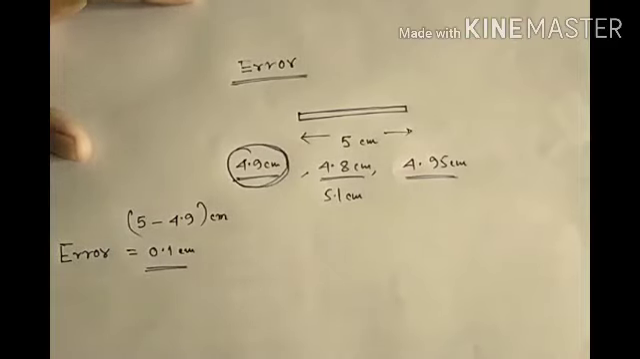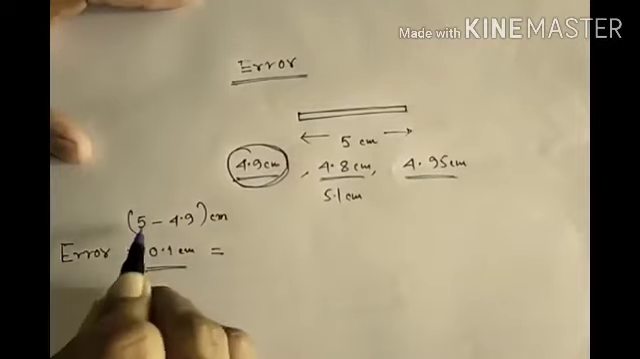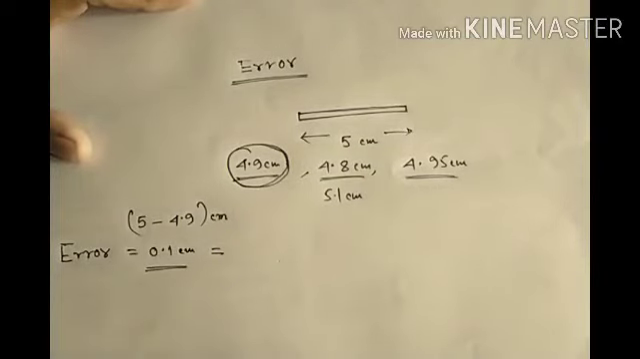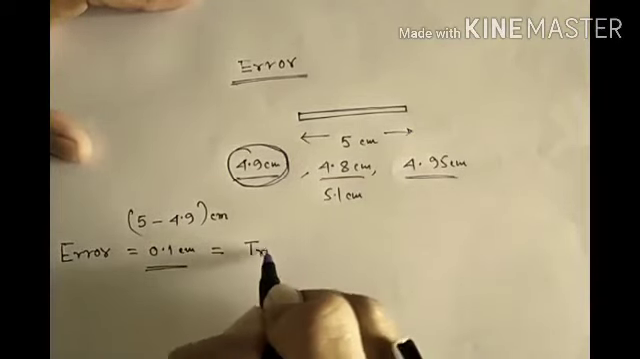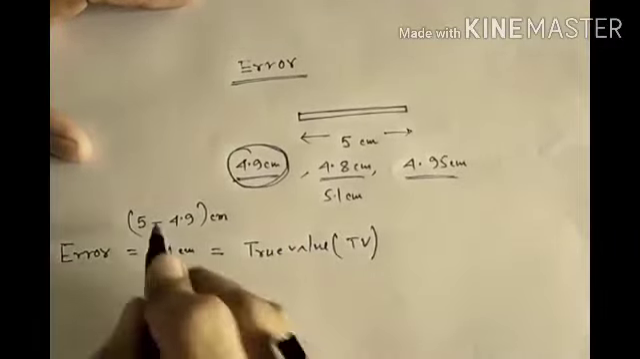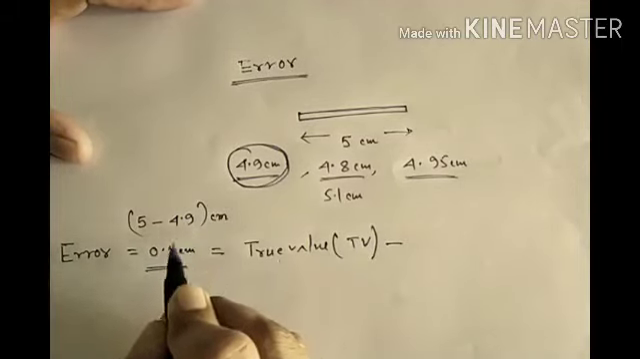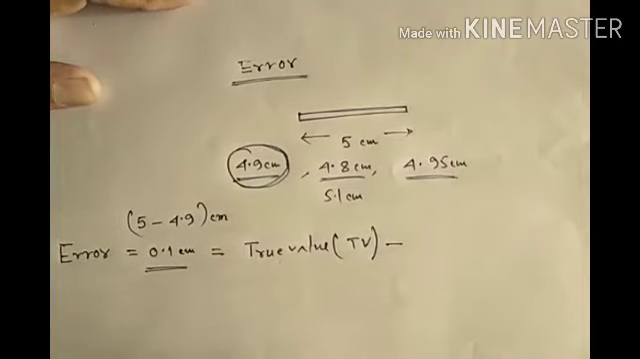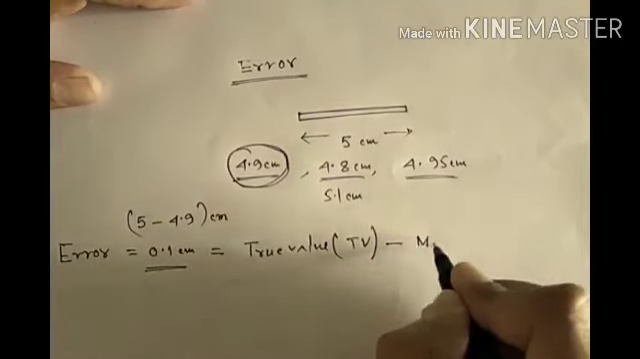Now, I can say that error is nothing but this 5. What is 5? It is nothing but the true value, the actual value of the length of the pen. So this is the true value. In short, I can write TV. Minus 4.9, what is it? It is the measured value. It is the obtained value. It is the value which you have obtained through measurement. So I can say it is the measured value, or the obtained value, or the experimentally obtained value. I can say any of these terms. So, error is true value minus measured value.